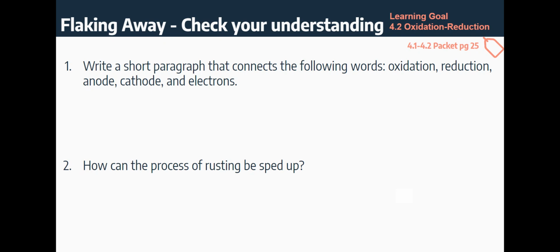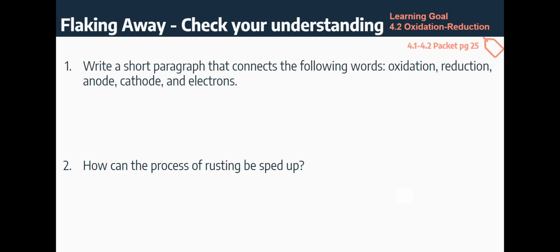After reading, we are going to look at some questions to check our understanding coming away from this article, which really gave us a lot of information and good examples about oxidation reduction reactions, definitions, and then tying it back to the process of rust, which is something that, as a real world context, we are all familiar with in some aspect. And so, question one asks us to connect the words oxidation, reduction, anode, cathode, and electrons.